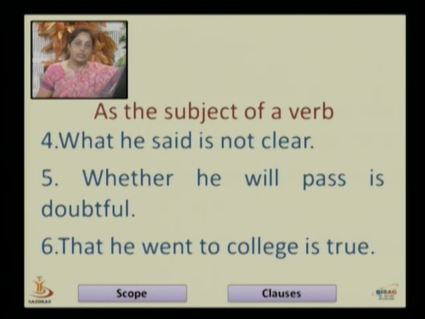That he went to college is true. In this sentence, that he went to college is the subordinate clause. In the subordinate clause, it is a noun clause, and it functions as a subject of is. So all the verbs are is, and here all the noun clauses are playing the role of a subject.